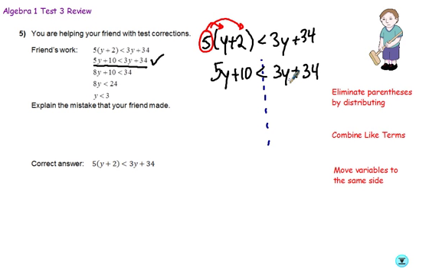What I need to do is move all the variables over to the same side. It doesn't matter which way you move it. I move everything to the left, so I would subtract 3y from both sides. And I get 2y plus 10 is less than 34.